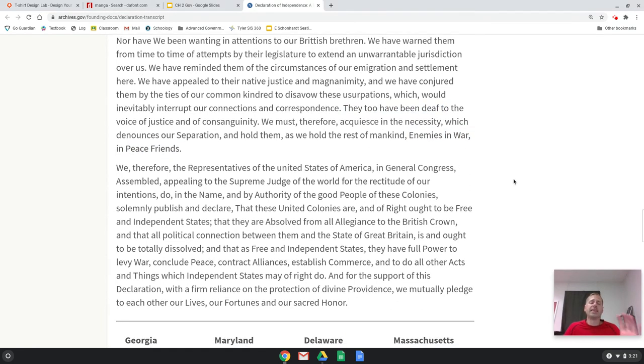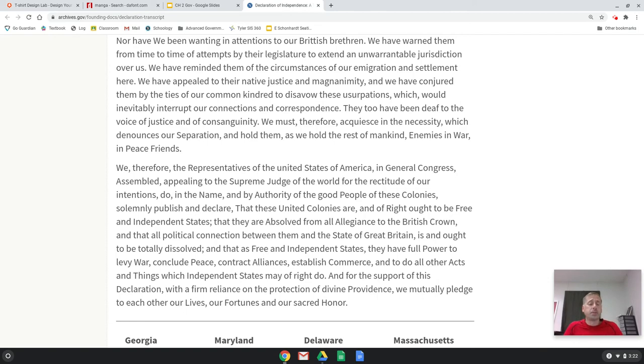And then this final paragraph is the official declaration, our official statement that we're breaking away. We therefore, the representatives, appealing to the supreme judge of the world, do in the name and by authority of the good people of the colony solemnly publish and declare that these united colonies are and of right ought to be free and independent states, that they are absolved from all allegiance to the British crown. And there we break away.